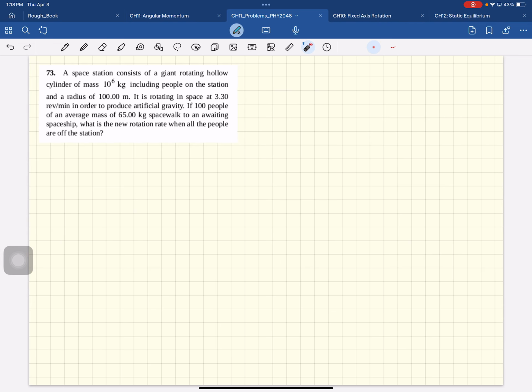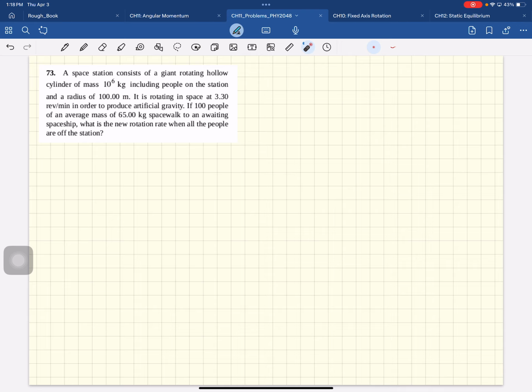All right, I'm not going to do this problem, but I'm going to tell you what it is. A space station consists of a giant rotating hollow cylinder of mass 1,000,000 kgs. Now, putting mass in space is expensive. It's only become cheap now with reusable rockets. The space station is 1,000,000 kg, including people on the station, and it has a radius of 100 meters.